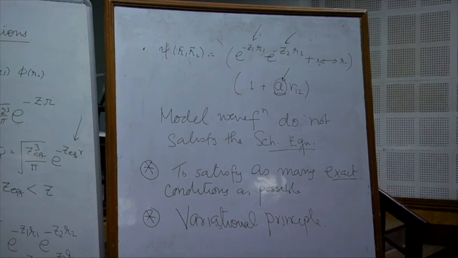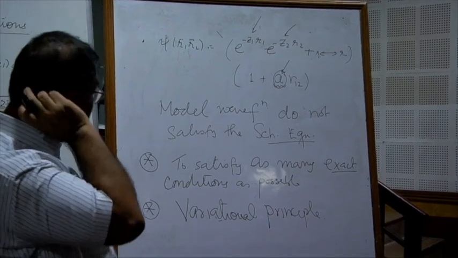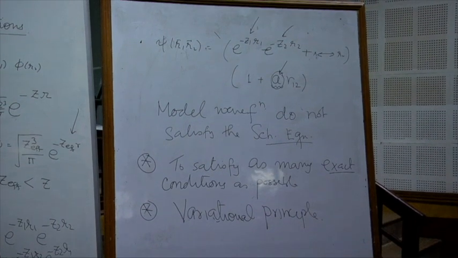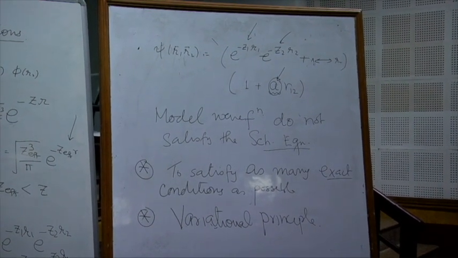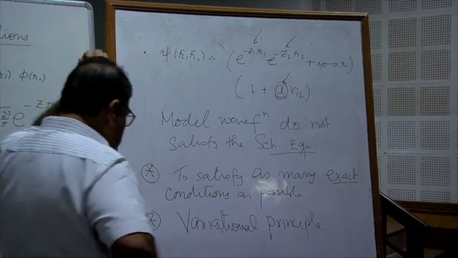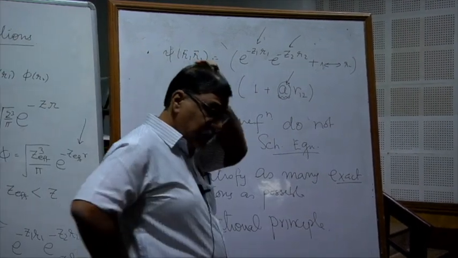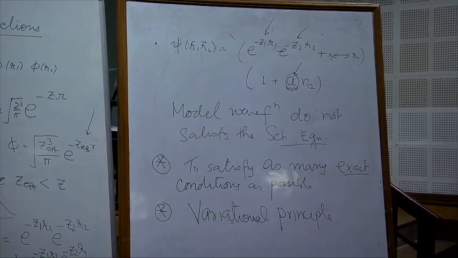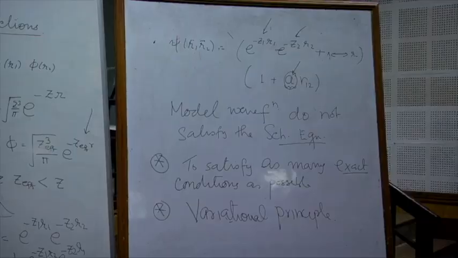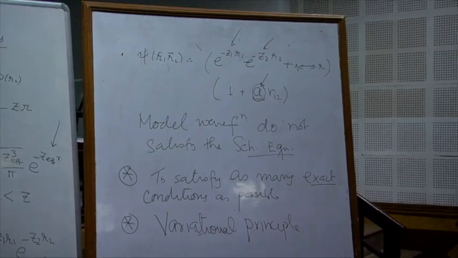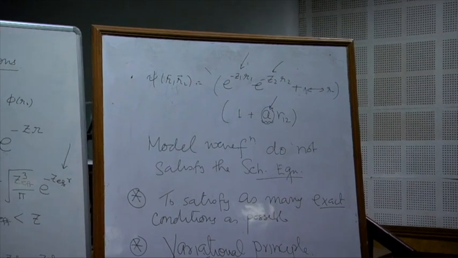And the latest one in that game is what is known as the SCAN functional that satisfies 17 known exact properties, right? Before that, PBE was there, that was satisfying 11. The whole GGA business started with this satisfaction of exact properties. So we'll come to that, okay? Now, let me go to the variational principle because that is what is going to then come.